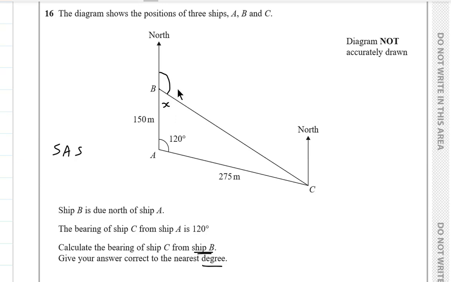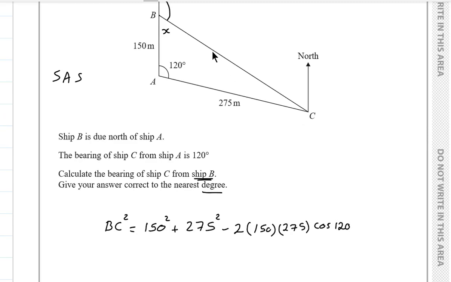Okay, let's go. BC squared equals 150 squared plus 275 squared minus 2 times 150 times 275 times cosine 120. Of course, you know that cosine 120 is negative half, can be simplified to negative 2 and calculated to be 139,375. This is the square, okay?